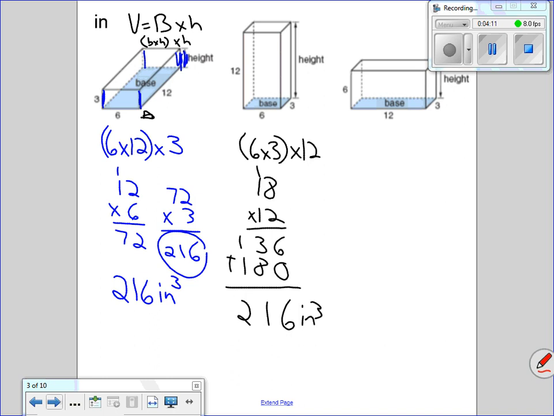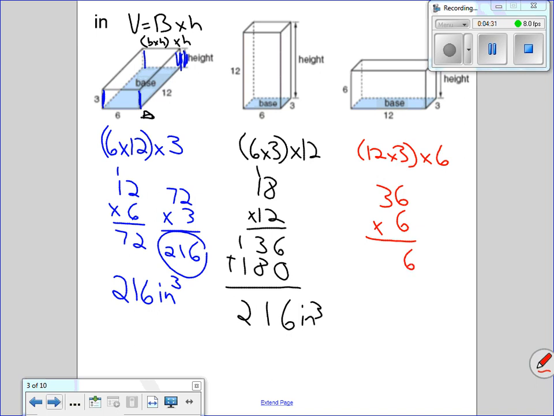One more over here. Big B times height, so we have 12 times 3 times the height, which is a 6. Once again, it's the same shape as before, but it's just flipped over again, right, on another side. 12 times 3 is 36. We're going to multiply that by 6.